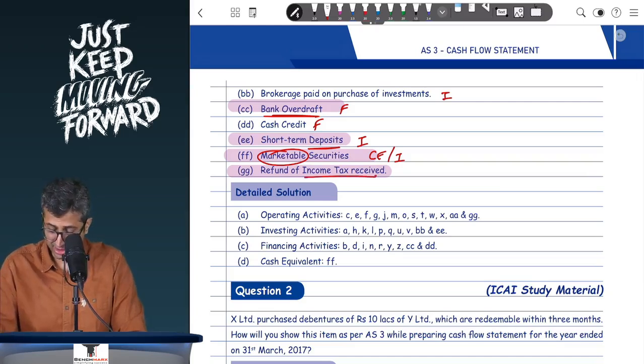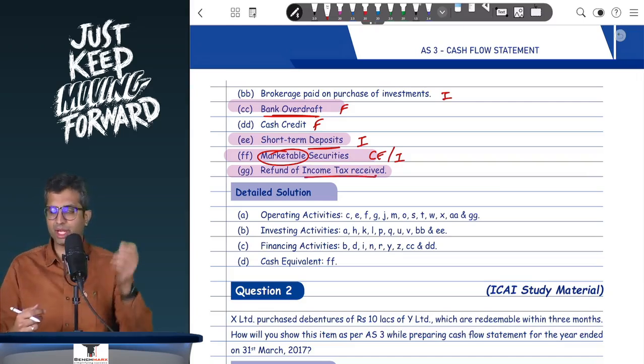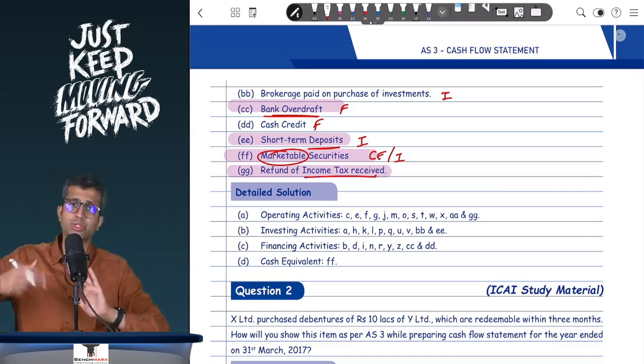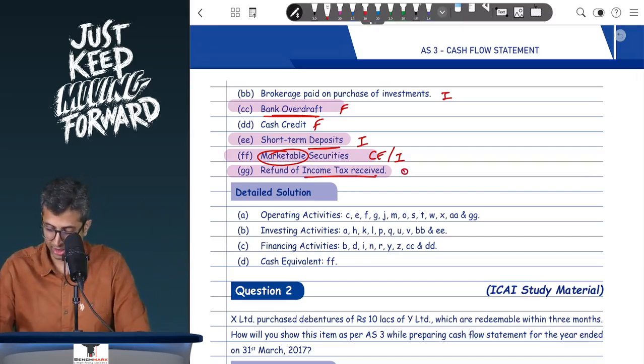And refund of income tax received. Well, usually when you pay income tax, this goes in operating unless given otherwise. So if you receive the refund, that will also go in operating.